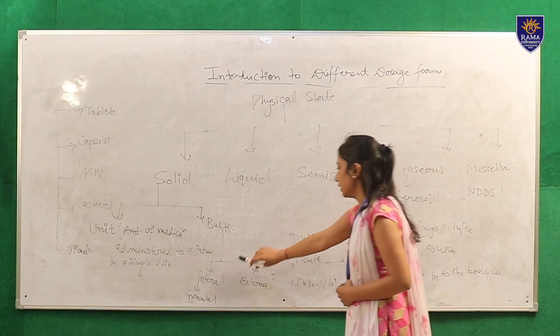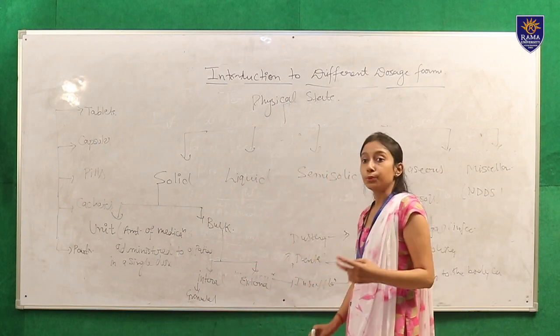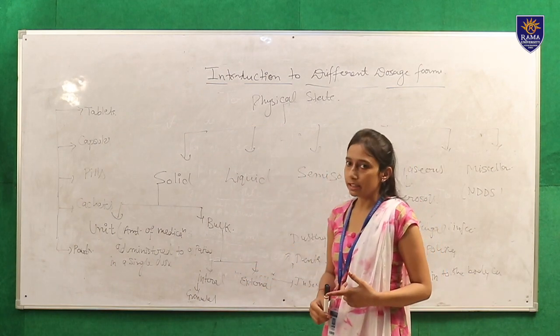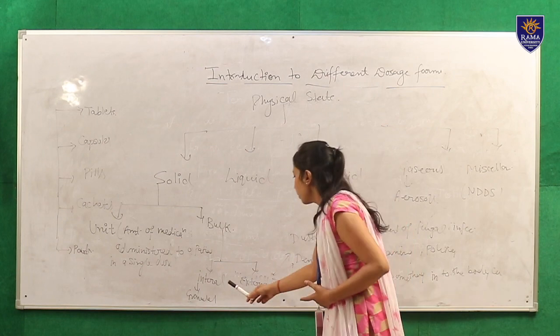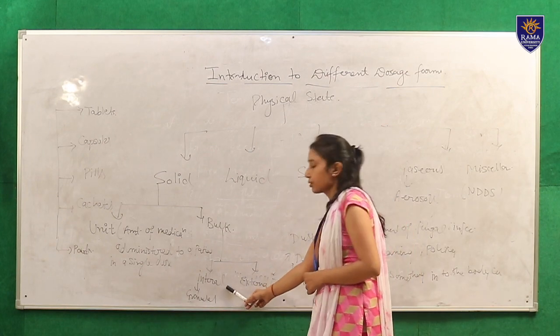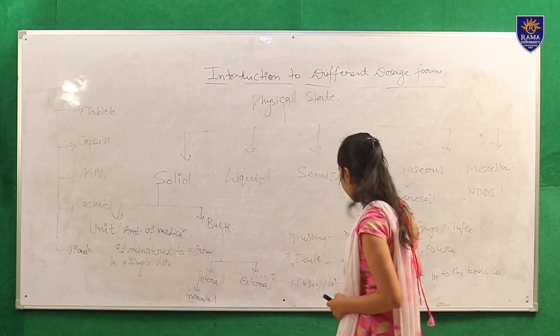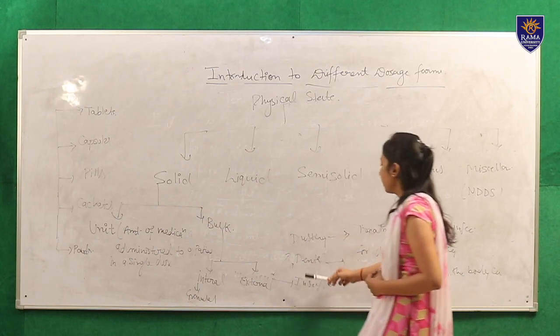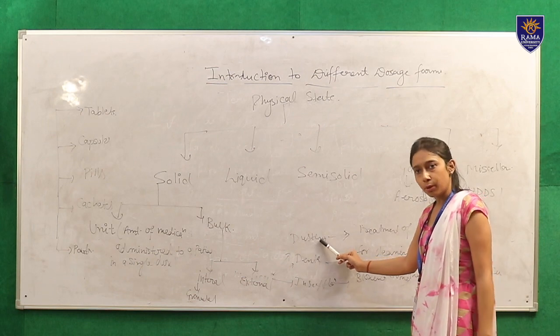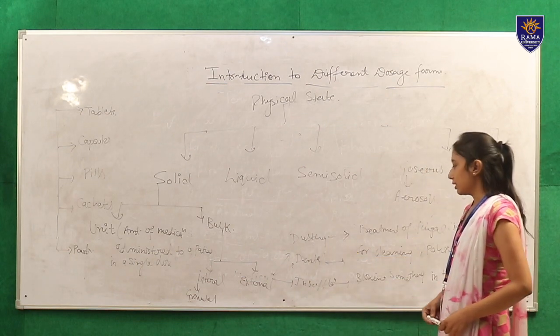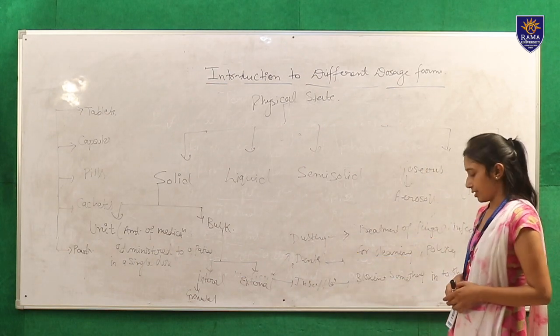Bulk dosage form is again classified into two main categories: first is internal, second is external. If we are talking about the internal, there are examples of granules and fine powder. And for external, there are three main categories: first is dusting powder, second is dental powder, and last is insufflations.